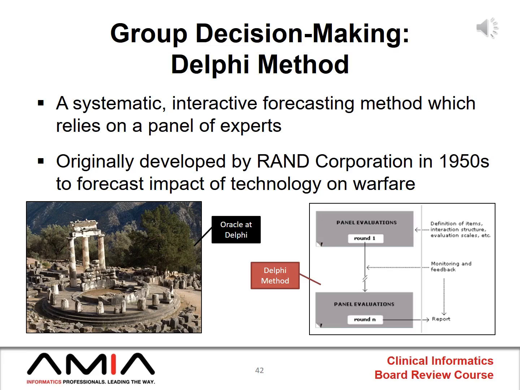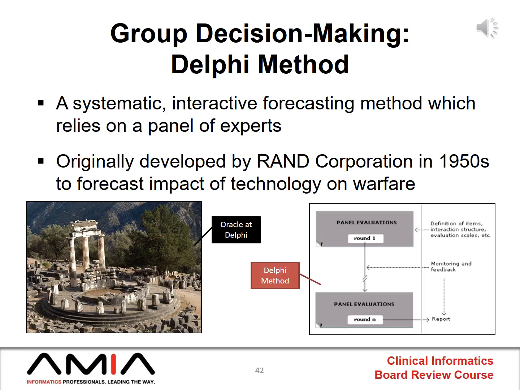In the case of the oracle at Delphi, this was the Pythia, or the priestess of Apollo. In the case of the Delphi method, these are a panel of experts that you have brought into a group in order to ask them to predict the future based on their expertise.